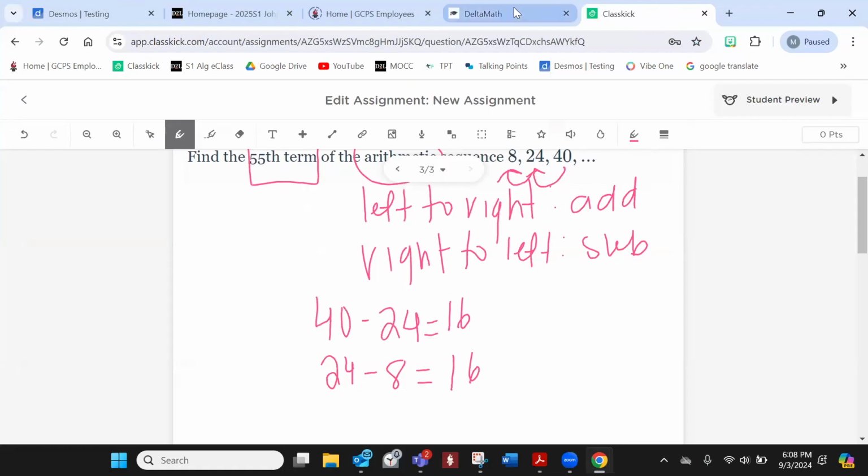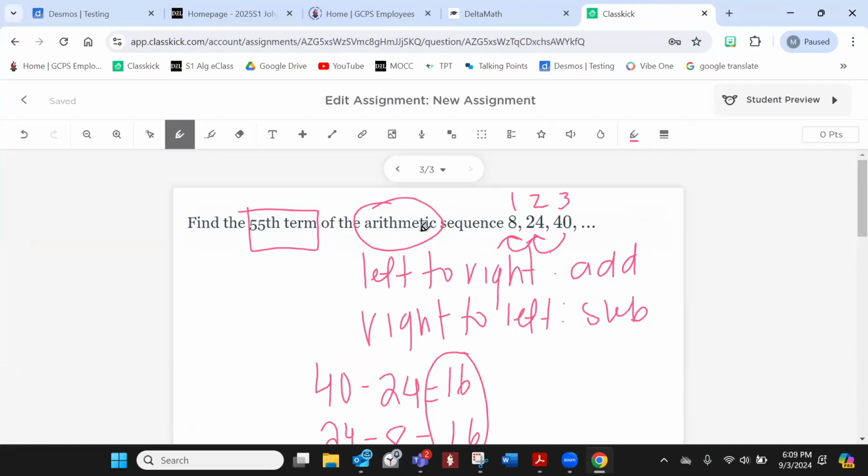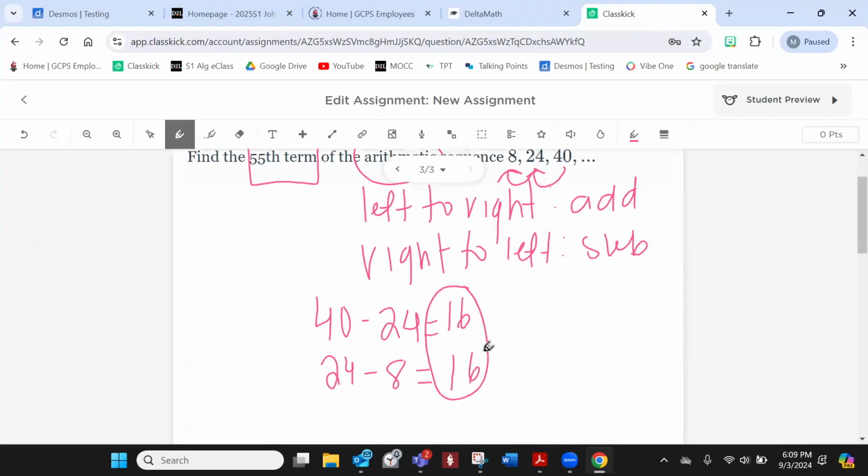Okay, so basically I subtracted from right to left. So 40 minus 24 is 16, and then 24 minus 8, that gave me 16. Because these numbers are the same, clearly we know that means it's arithmetic, because this has to be the same number. We have to be adding the same number every single time, or else it's not an arithmetic sequence. So this number that we got every single time is called our common difference.